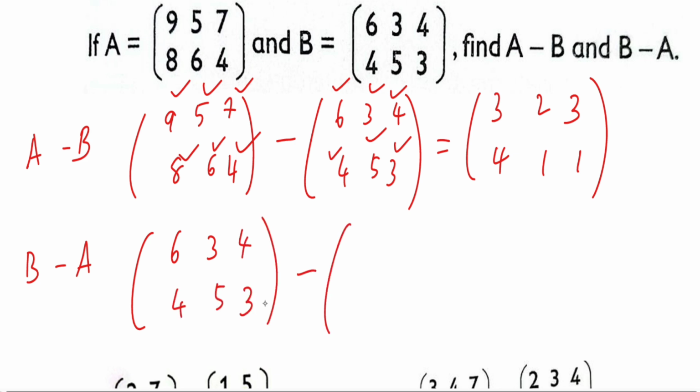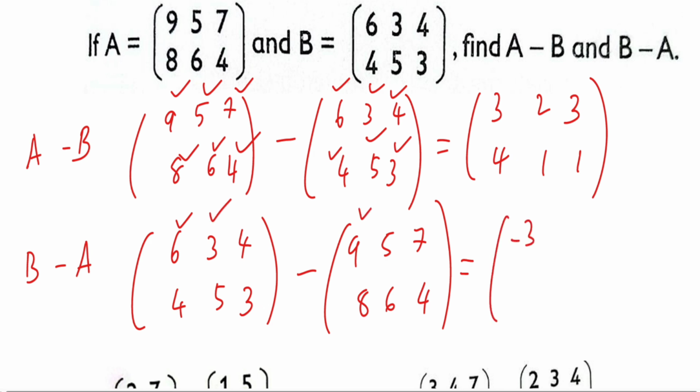Minus your a, which is 9, 5, 7, 8, 6, and 4. So let's subtract this. 6 minus 9 gives you -3. Then 3 minus 5 gives you -2. 4 minus 7 gives you -3.